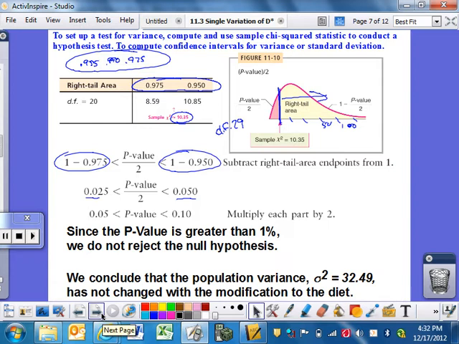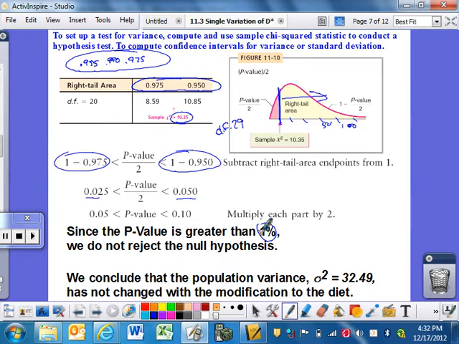Okay, and then this is kind of how you finish this off. Since the p-value is greater than 1%, because obviously it's going to be 5% to 10%, we do not reject the null hypothesis. We fail to reject. So what did we do? We conclude that the population variance has not changed.